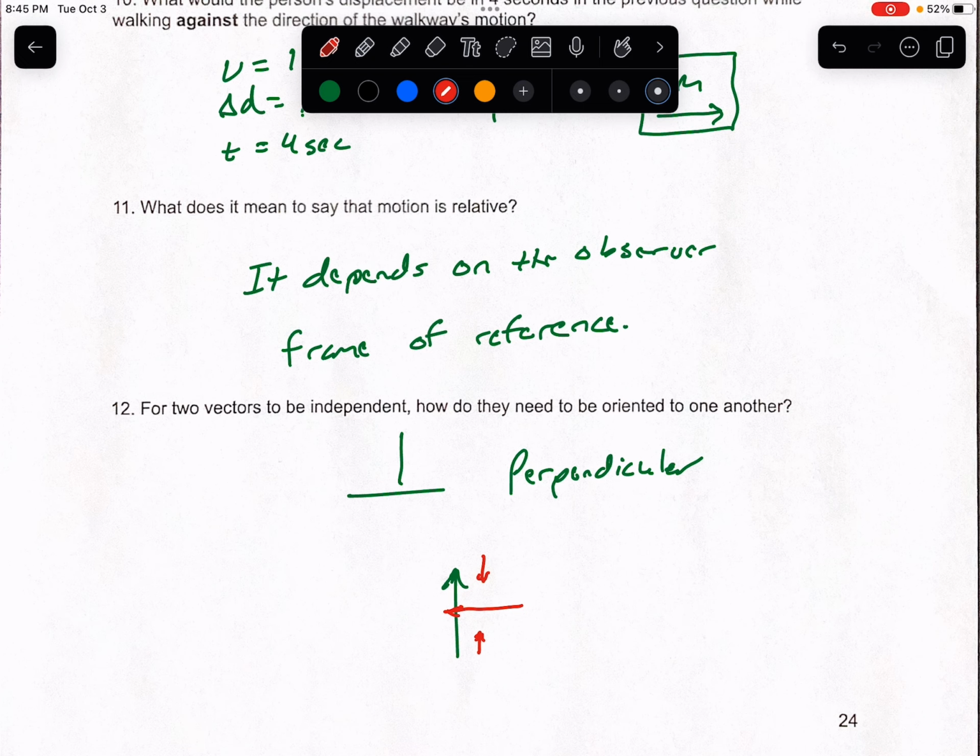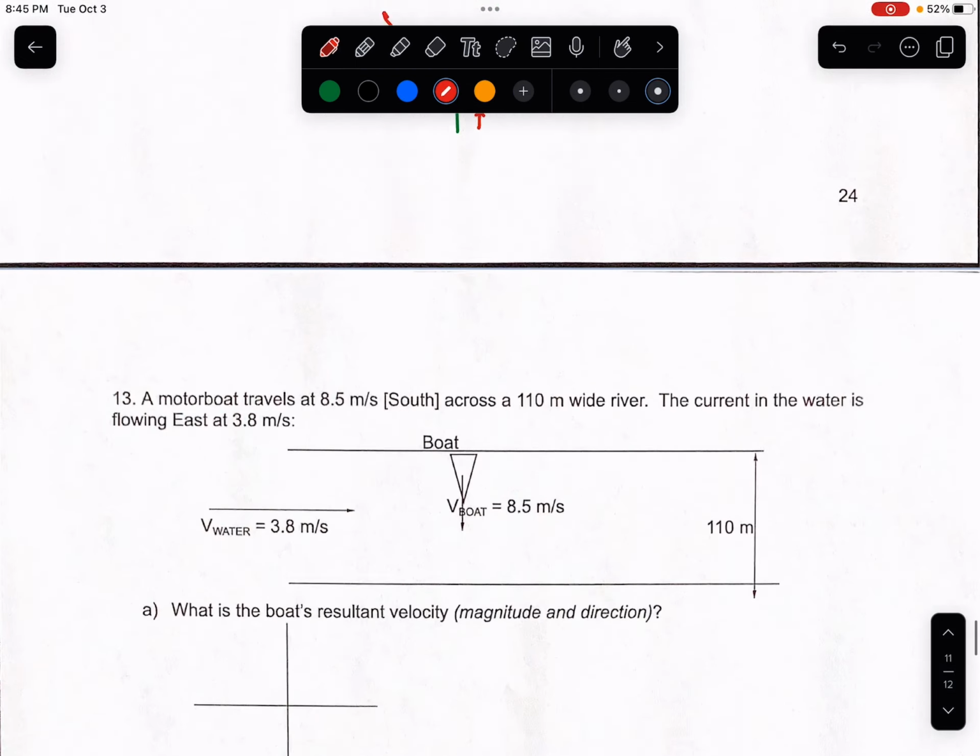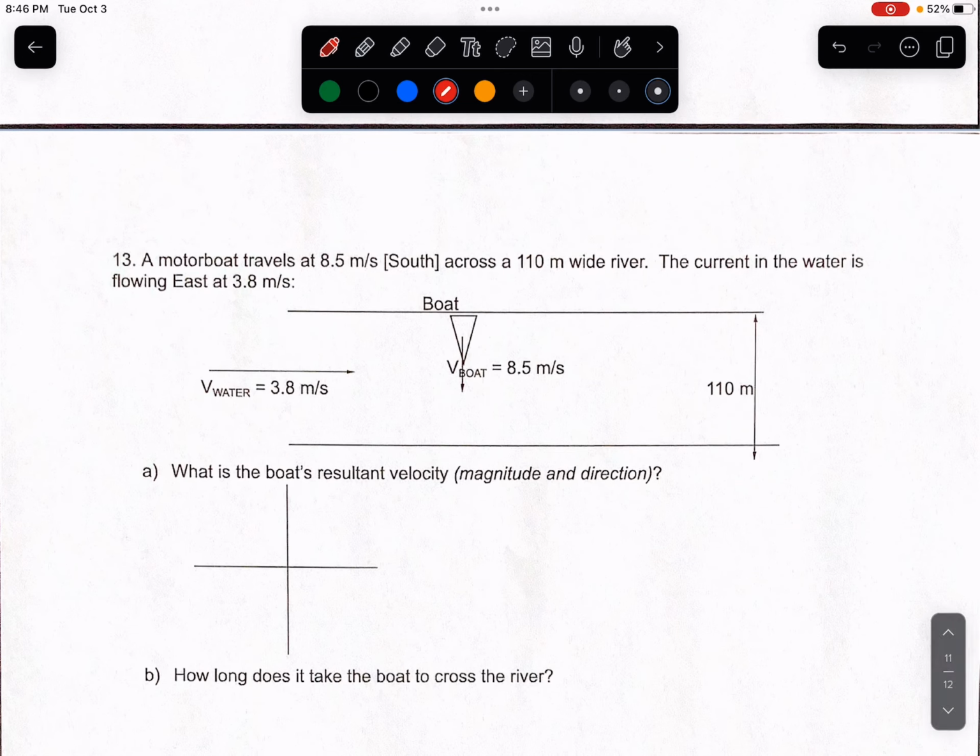As soon as you start muddying those waters, as soon as you start slanting motion, like say all of a sudden you've got wind coming at this way, then that starts affecting each other. But if vectors are set up perpendicular to each other, they have that 90-degree angle, they're not going to affect each other. So now we're going to move on to the next problem. It's going to be our boat problem.